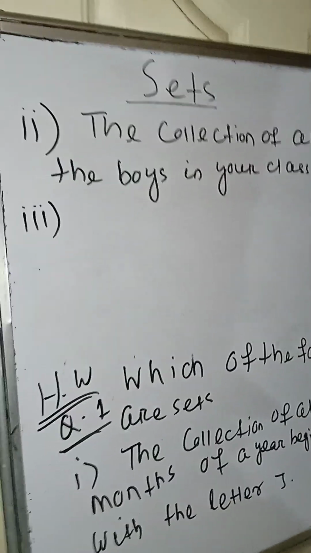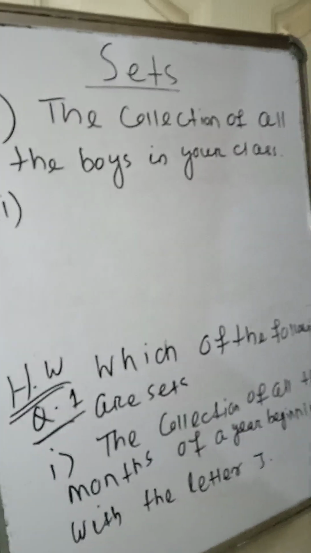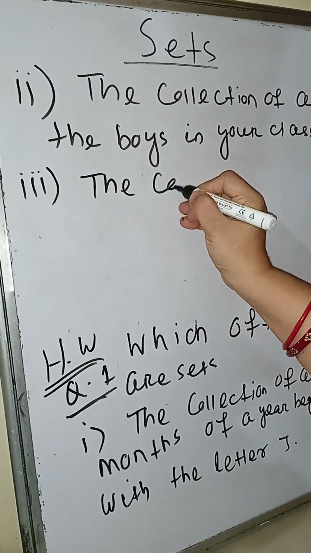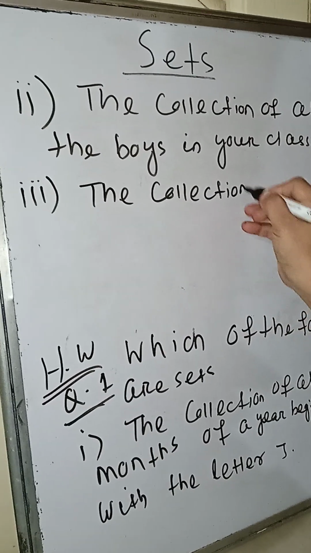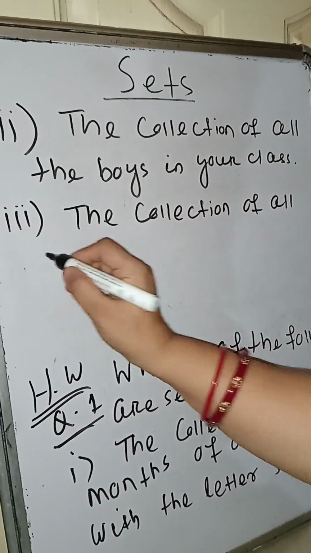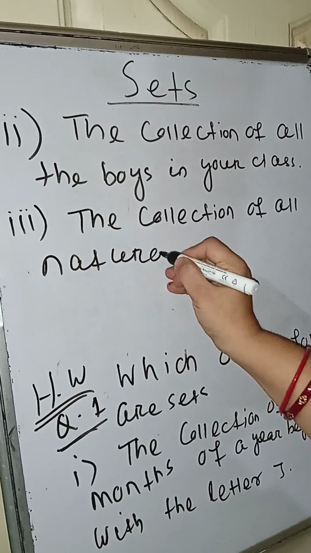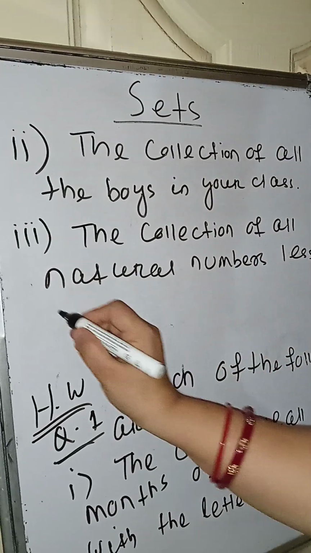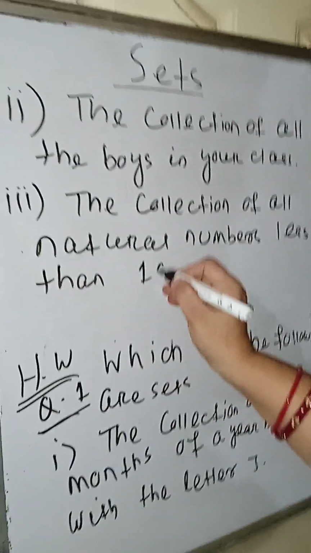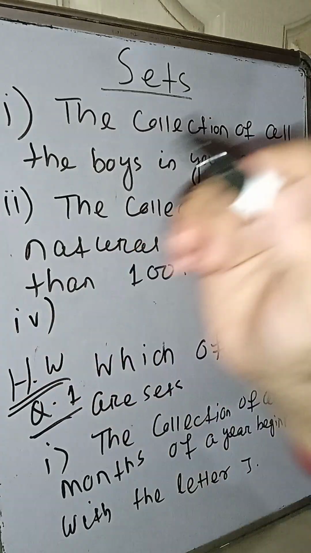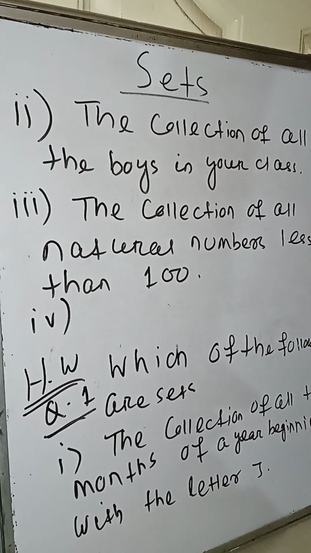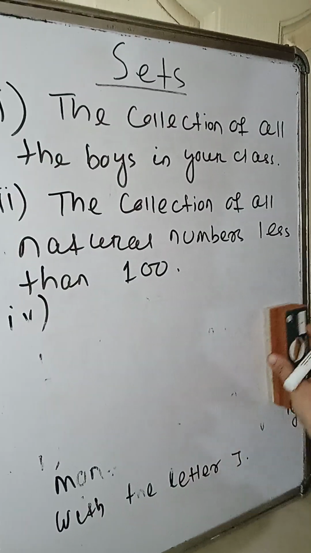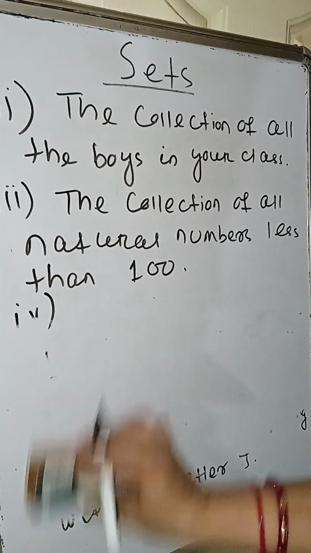Now let us write two more examples. The collection of all natural numbers less than 100. Similarly, try to find out whether it is possible to find the members of this set. Is it possible to find the natural numbers less than 100? Yes, definitely it is possible. So again this is a set.